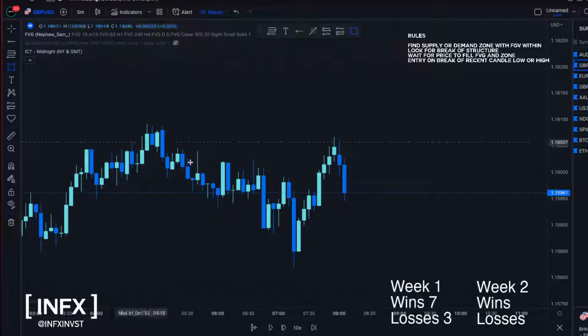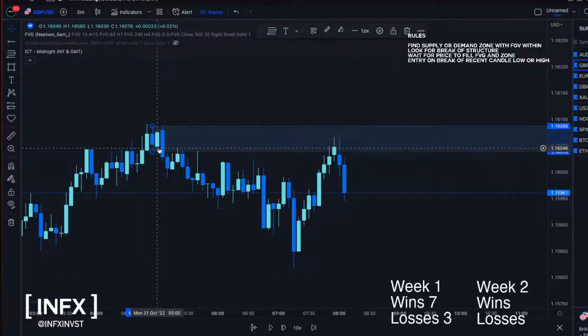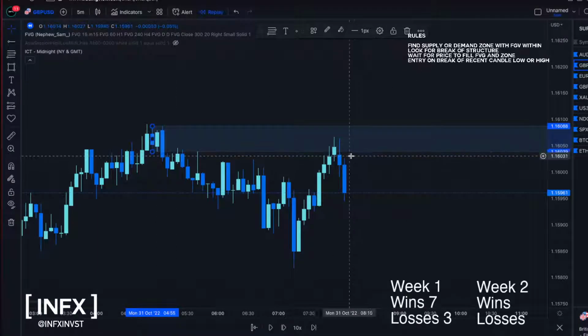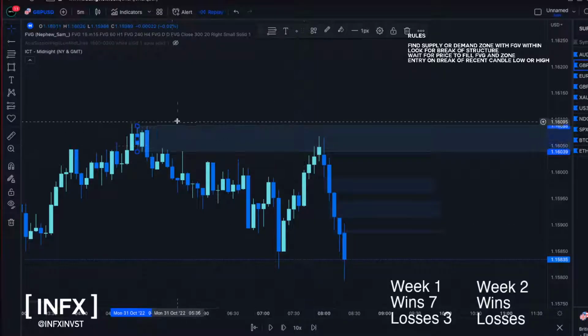Okay, now I did notice this earlier. You got this here, and there's a fair value gap between here and there. But in my eyes, it got filled with these wicks. But we can see a reaction there. That would have been brilliant. But we didn't take it, so that's fine.